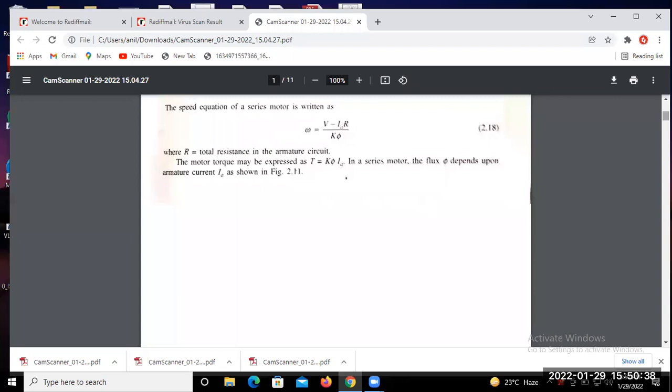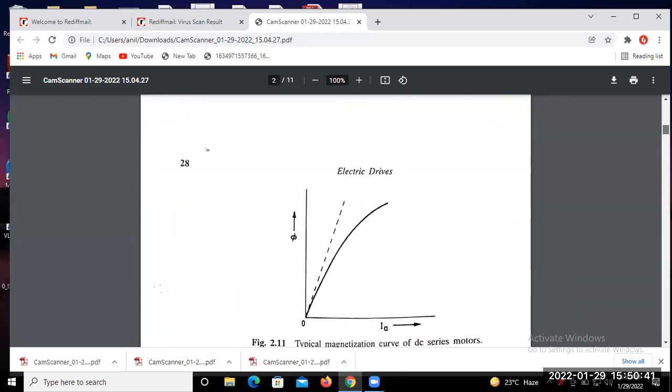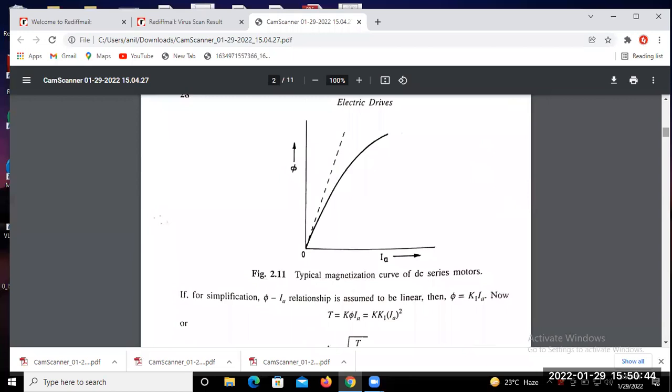If phi, the flux, is directly proportional to the armature current, तो some constant into IA, तो IA इनटू IA स्क्वायर हो जाएगा। We can say that the torque is directly proportional to the square of the armature current, constant into square of the armature current. तो IA यदि फाइंड आउट करना चाहें तो स्क्वायर रूट ऑफ टॉर्क डिवाइडेड बाय दिस कांस्टेंट.